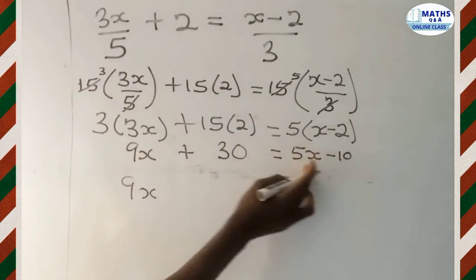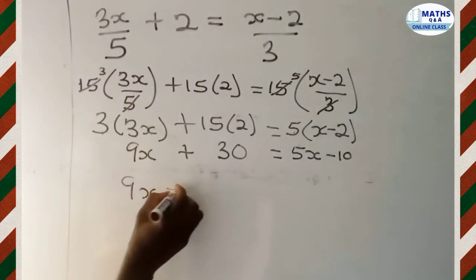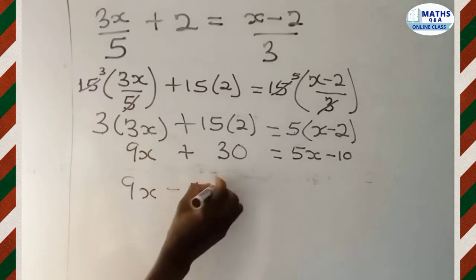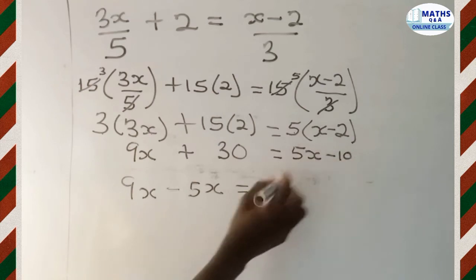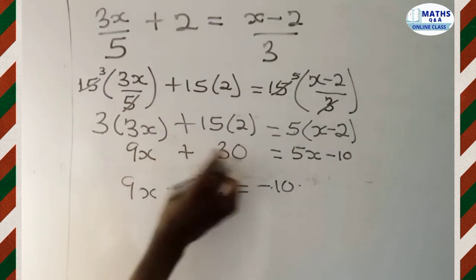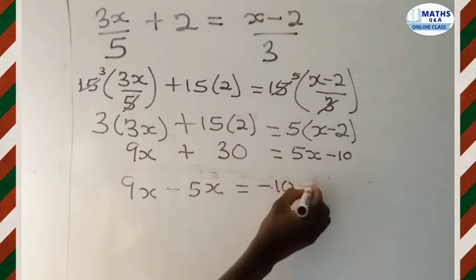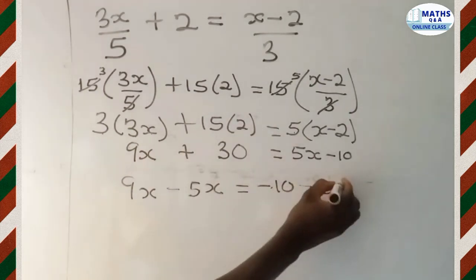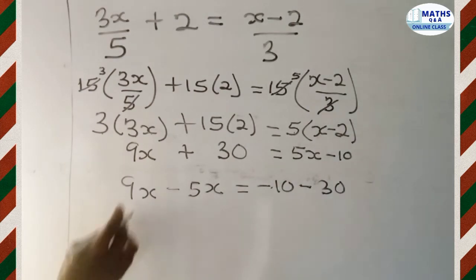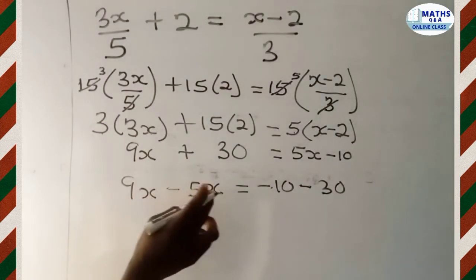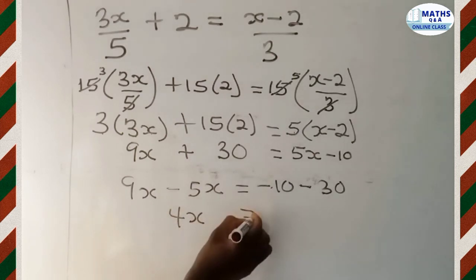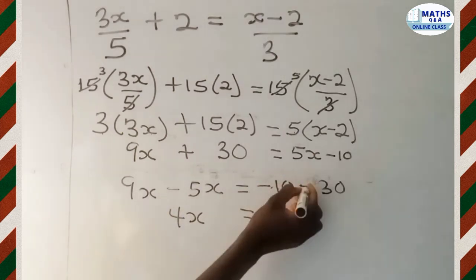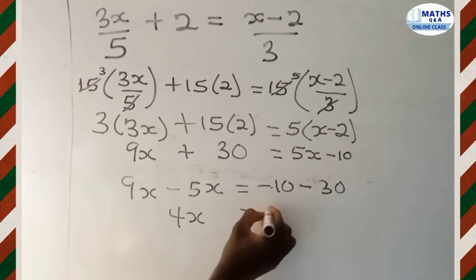It's positive, so when it comes here it becomes what? Negative. So I have negative 5x, equal to, I came to meet negative 10 here already, so I write it. Now I'm sending the positive 30 to the other side. It will be what? Negative. So we have negative 30. 9x minus 5x gives 4x, which is equal to negative 10 minus 30, which becomes what? Negative 40.